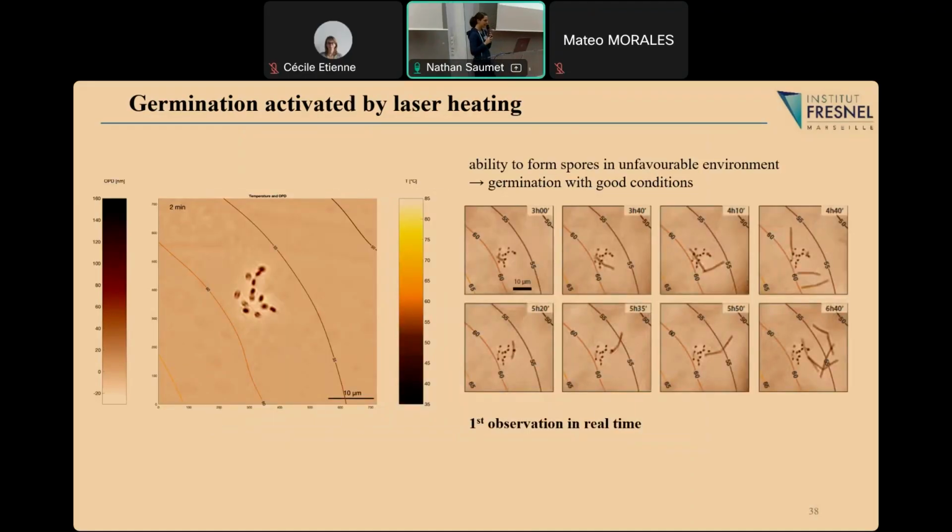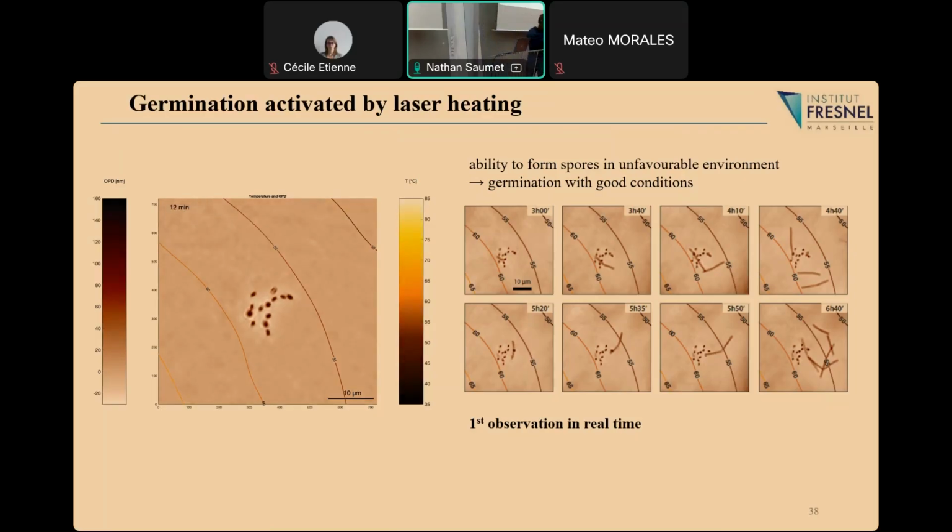So here it's still a Geobacillus stearothermophilus. It has the ability to form resistant spores when its environment is unfavorable, in extreme conditions, in cold conditions for this one. It's like a means of protection. So the spore can germinate and produce cells again when good conditions are back. It's a well-known process by biologists, but it was never observed in real time.